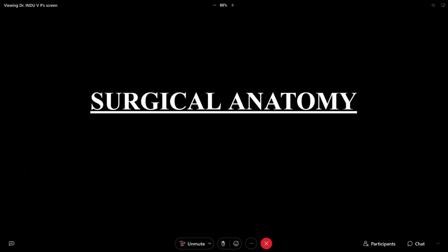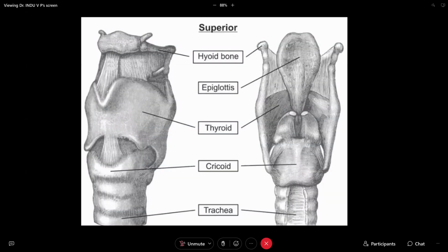Going to the surgical anatomy, we know that the larynx is made up of 9 cartilages, which are stabilized with the help of membranes and muscles. There are 3 unpaired cartilages and paired cartilages. It extends from the tip of the epiglottis to the lower border of the cricoid cartilage.